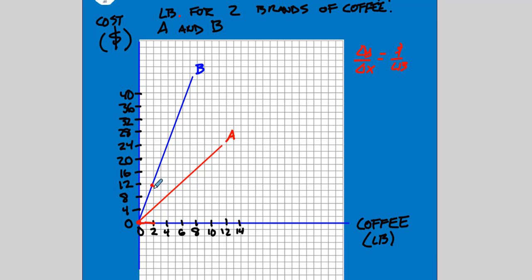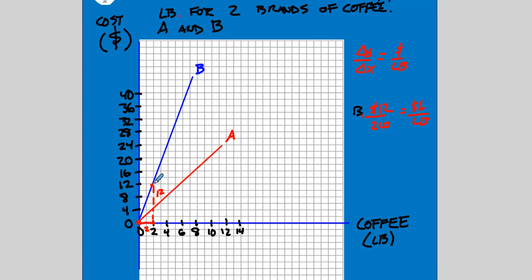So if we draw a slope triangle under there, for every 2 pounds that's $12. So for the blue line, $12 per 2 pounds gives a unit rate of $6 per pound. So from the graph we can calculate the rate, or the cost per pound of coffee, which is the slope.